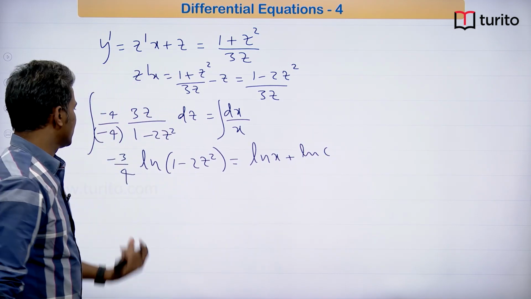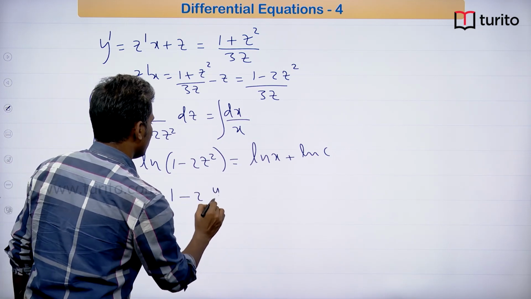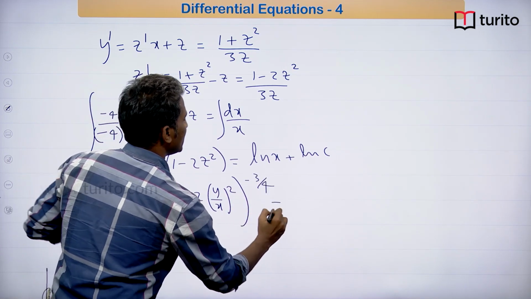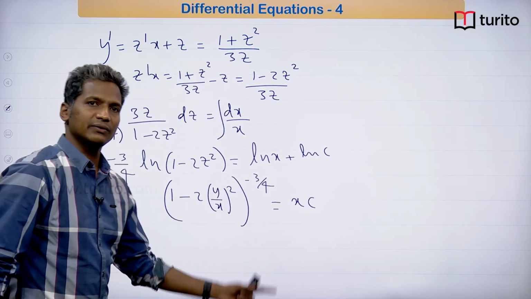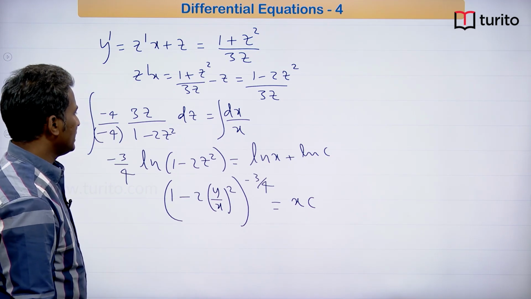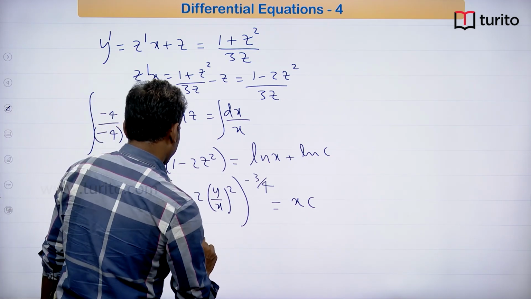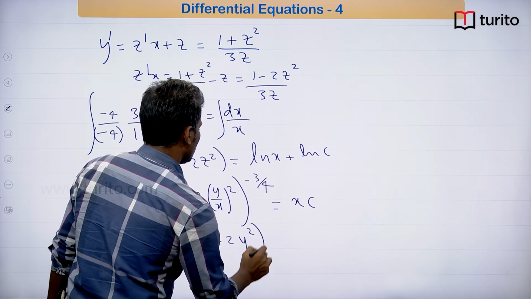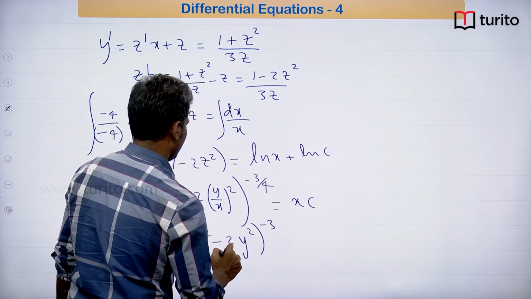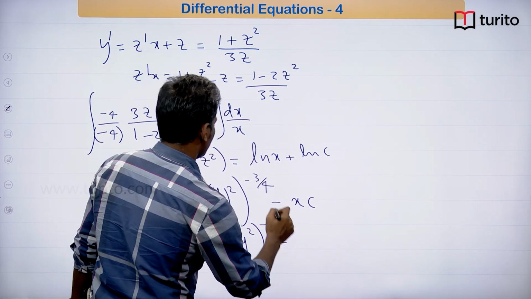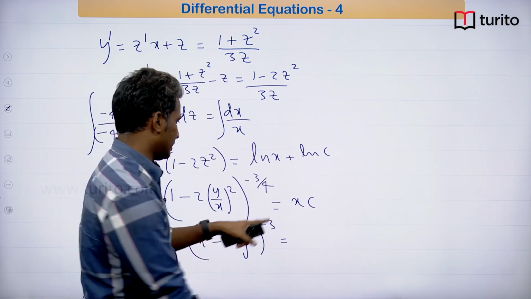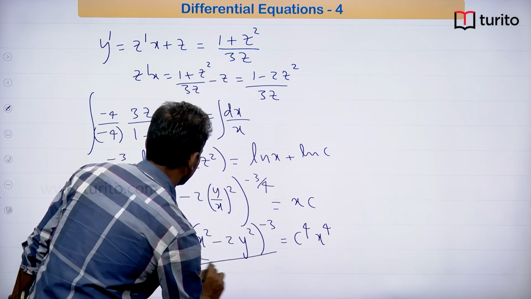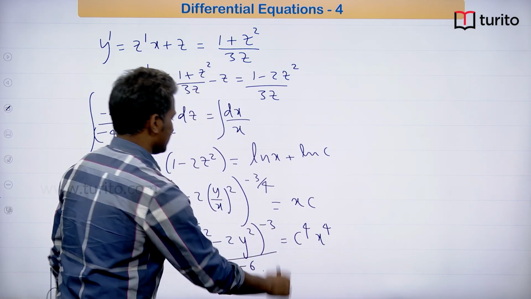Okay. Now, just simplify this. So, we get 1 minus 2 into y by x whole square, whole raised to minus 3 by 4, is equal to x into c. I have directly equated the logarithms, and then we can further simplify this as x square minus 2y square whole raised to minus 3 is equal to, so when we take the power 4 here, we will get c power 4 into x power 4, but there is also here one x raised to minus 6.